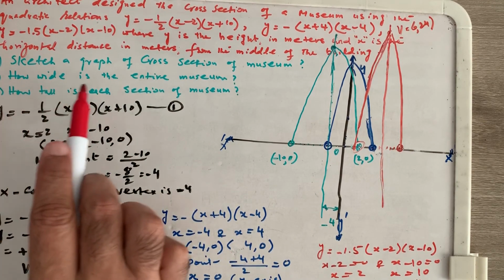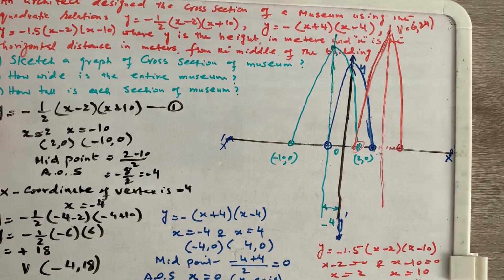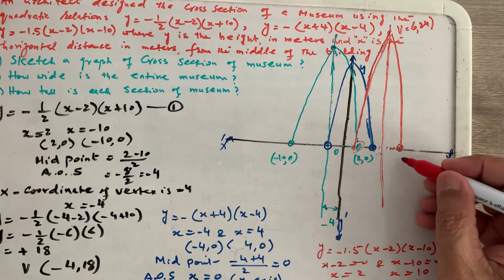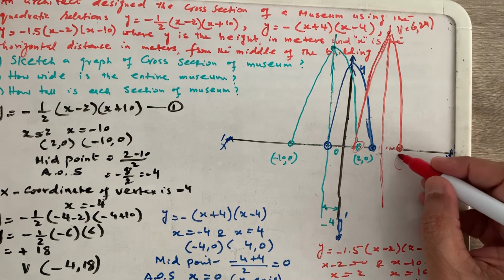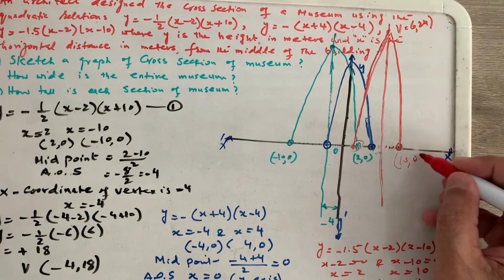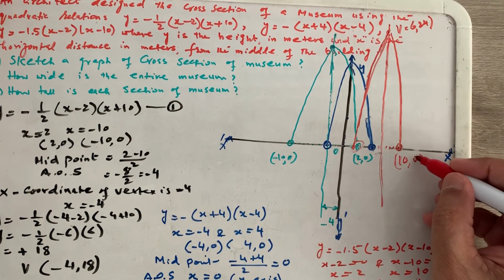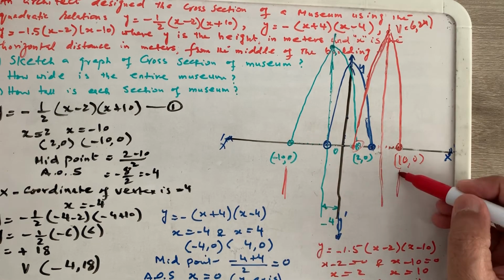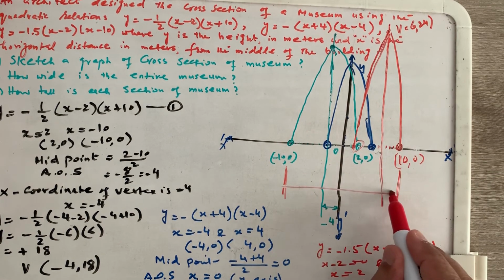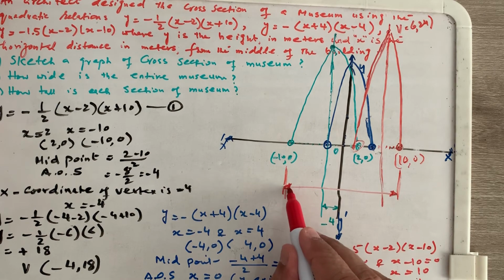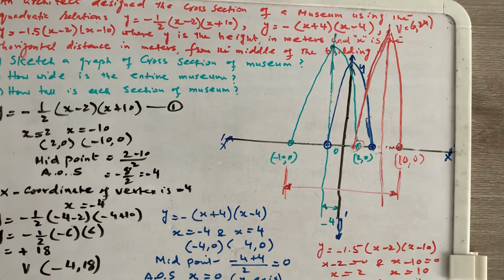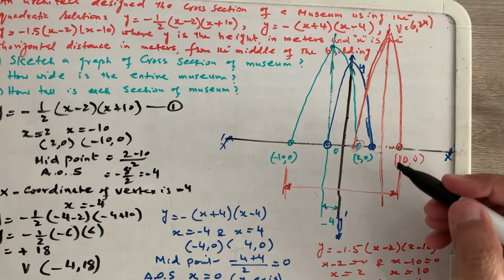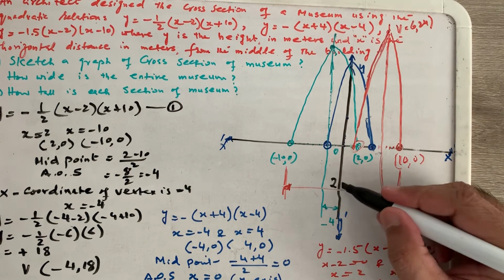So how wide is the entire museum? You can see that this point is (10, 0), and this is (-10, 0). So what is this width altogether? This is the width of the museum. What is the width of the museum? Minus 10 to 10. That means 20. So 20 is my width of the museum. This is your part B. On the parabola, you can see that it is 20 meters.